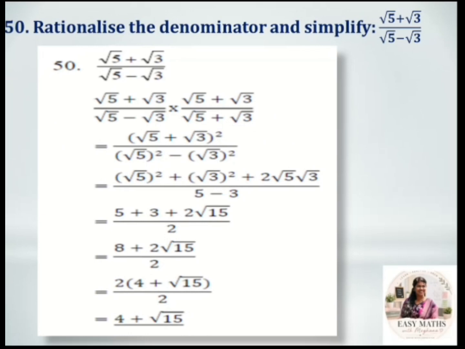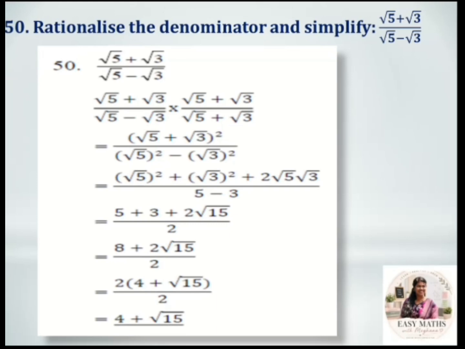Question number 50. Rationalize the denominator and simplify. This is related to question number 49, but here the values are different. Again, root 5 plus root 3 divided by root 5 minus root 3. First step, for root 5 minus root 3, the rationalizing factor is root 5 plus root 3.